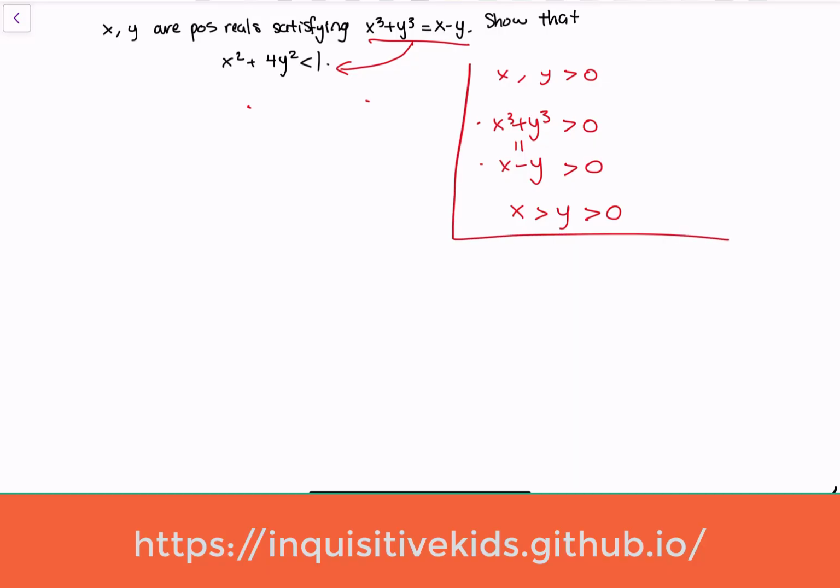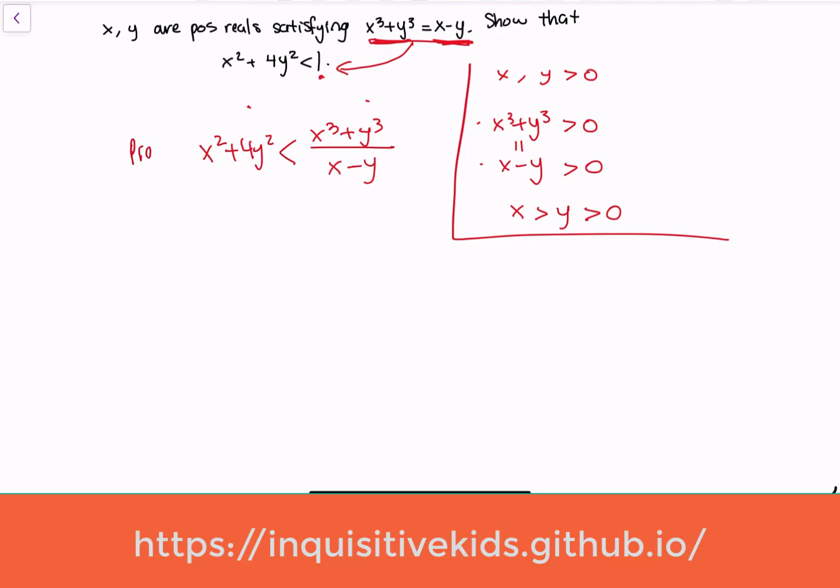Now let's go ahead and homogenize the inequality. How can we re-express this 1? Well, because we know that this expression and this expression are both equal, it means if we have x cubed plus y cubed divided by x minus y, this would equal 1. So we can rewrite 1 as this rational expression.